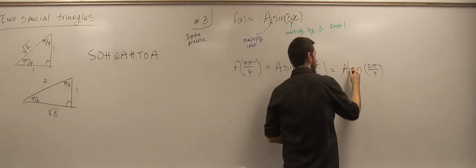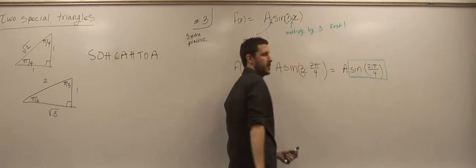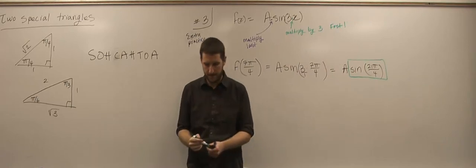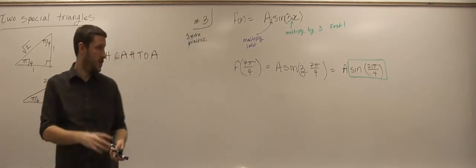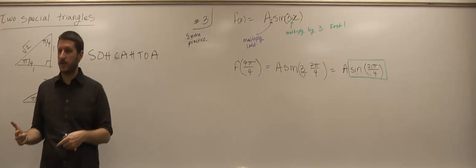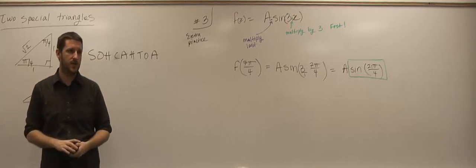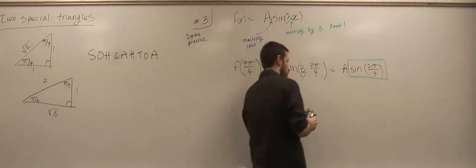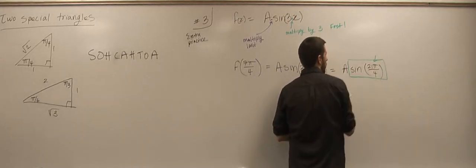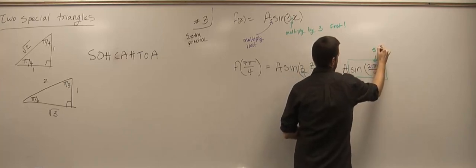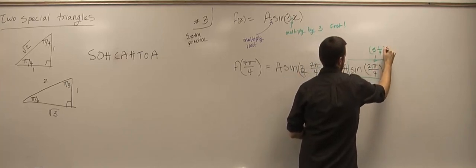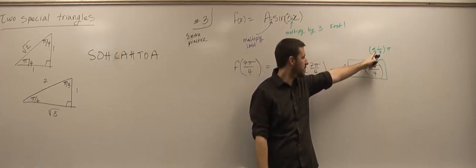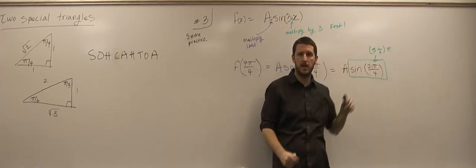Now this I can evaluate. This I learned how to evaluate. How do I evaluate sine of 21 pi over 4? Turn it into a mixed number so that you can graph it, and then you figure out which quadrant you're in and do your reference angle and all that business. So 21 pi over 4, 4 goes into 21 5 times with a remainder of 1. So 21 pi over 4 is going to be the same as 5 and 1/4 pi.